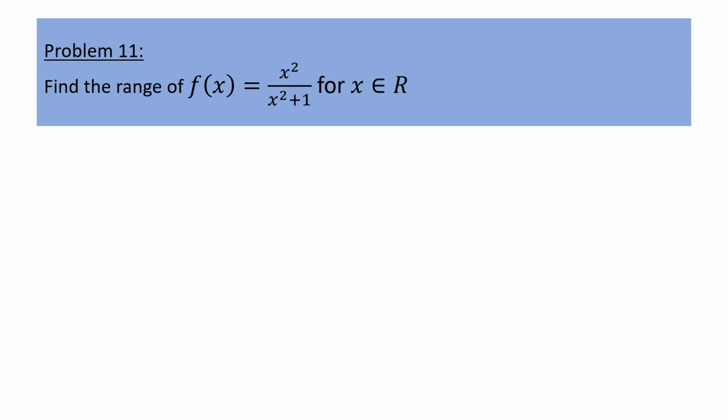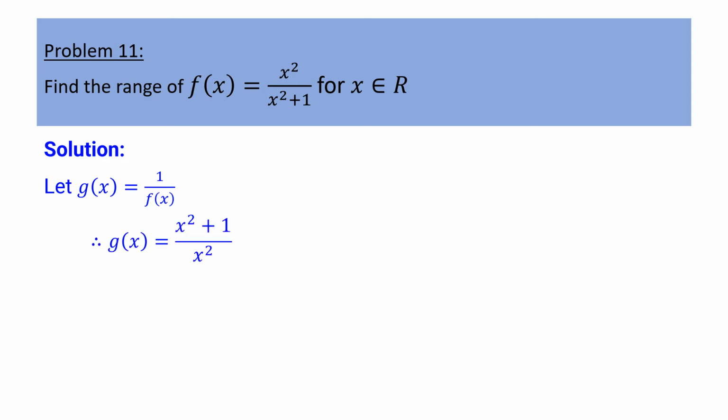In this problem, we are given a function f(x) equal to x square by x square plus 1 for all real values of x. We are required to find the range of this function. For the solution of this problem, we will assume another function g(x) which is inverse of f(x). That means g(x) is equal to 1 by f(x). This means that g(x) is equal to x square plus 1 by x square. This means g(x) is equal to 1 plus 1 by x square.